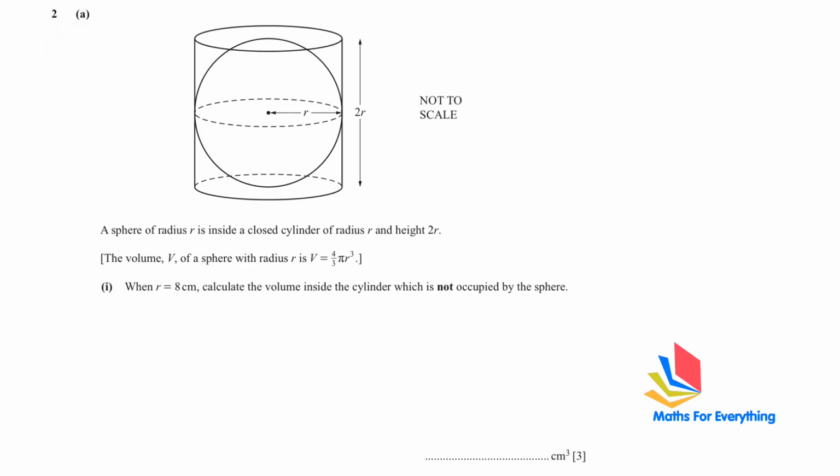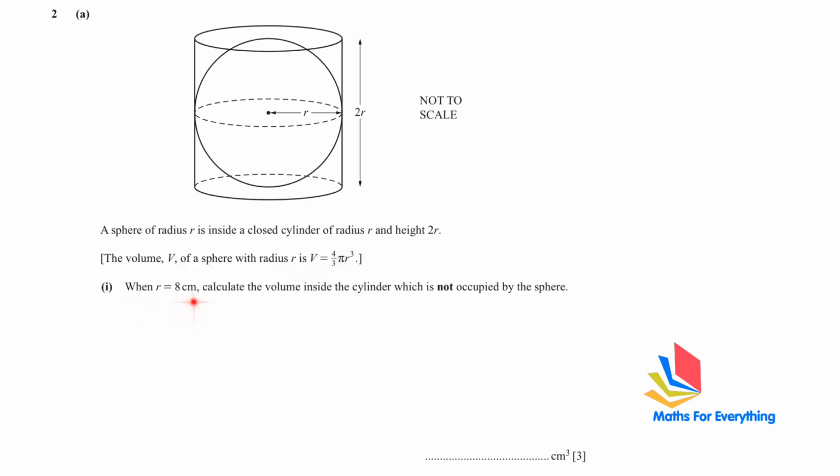Question number 2 is a mensuration question. We have been given a cylinder and there's a sphere inside the cylinder. The radius of the sphere is r, and that means the radius of the cylinder is also r, as it is touching the sides of the cylinder. And the height is 2r, meaning 2 times the radius. The volume of the sphere is given by 4 over 3 pi r cube.